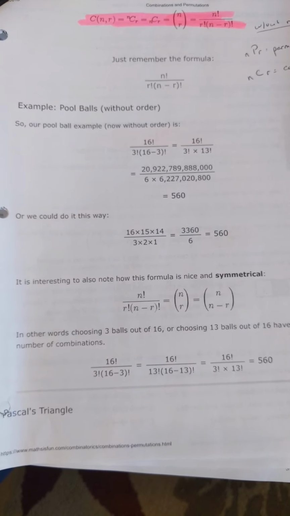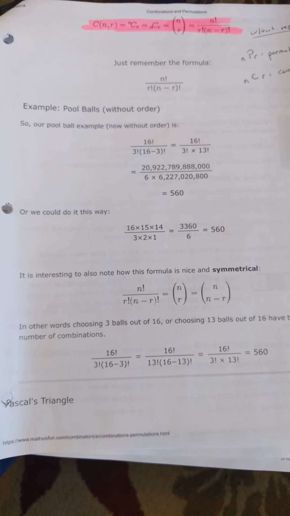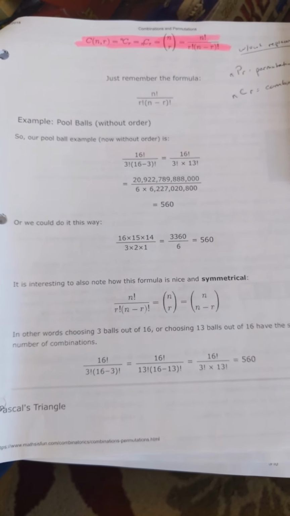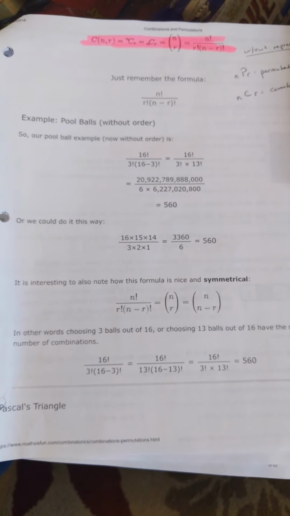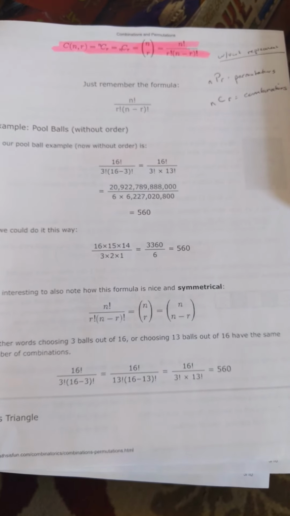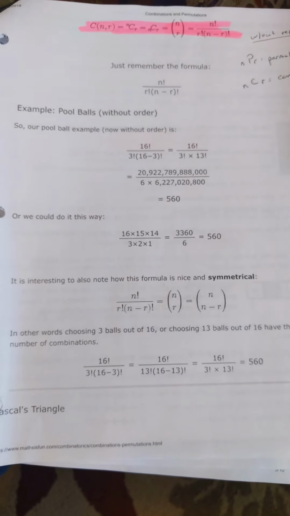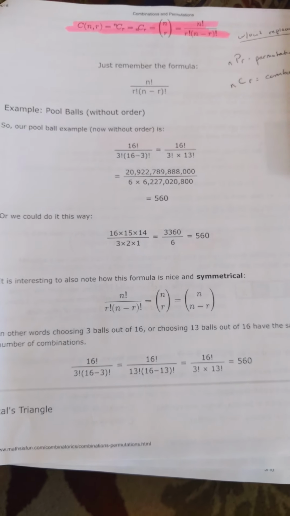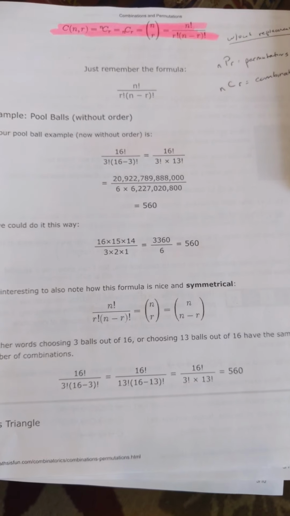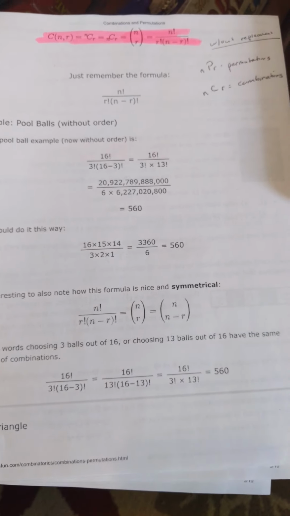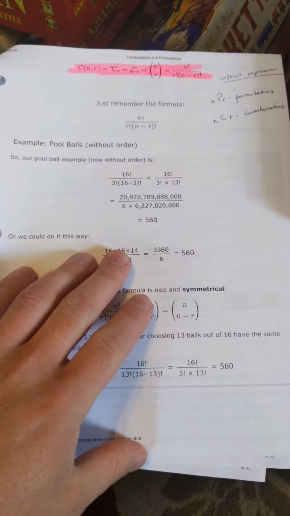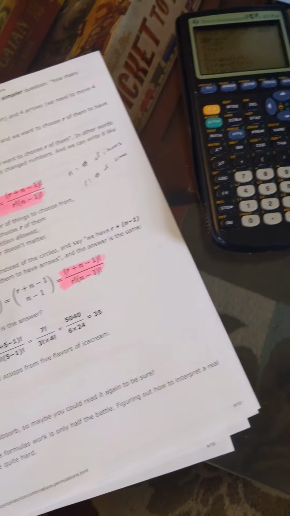It is interesting to also note how this formula is nice and symmetrical. In other words, choosing 3 balls out of 16 or choosing 13 balls out of 16 have the same number of combinations. It's kind of neat. Obviously, as the numbers increase, so will your options. Something there to think about.